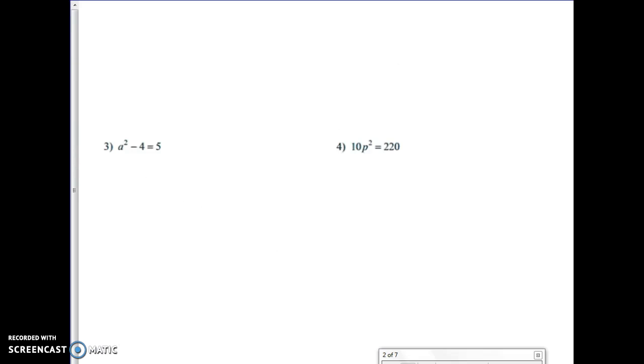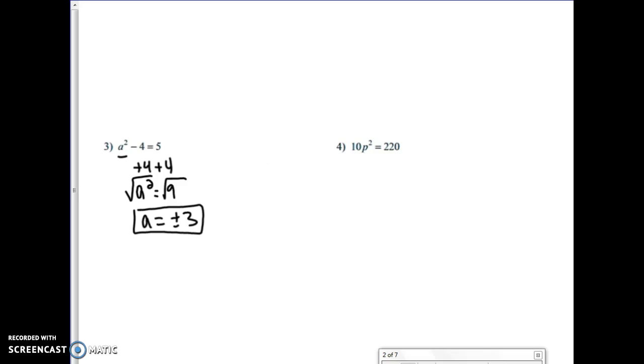If I look at question 3, I have an a squared, but it's not by itself. So I'm going to add 4 to both sides, and I end up with a squared equals 9. I want to get rid of the square, so I'm going to square root both sides, and I get a to be plus or minus 3.